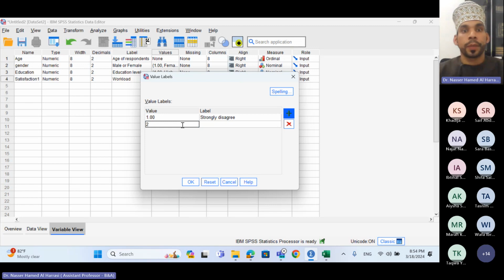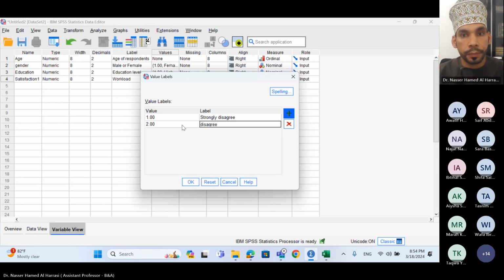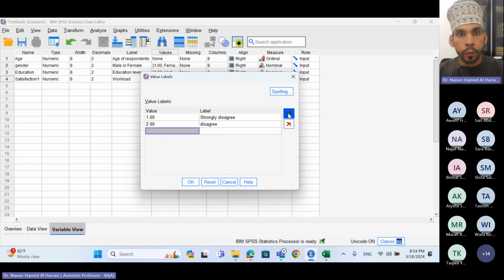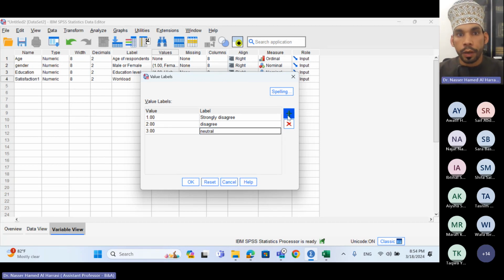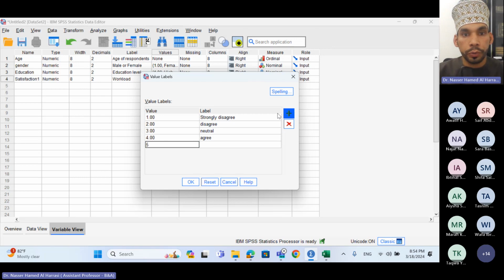Yes. Okay. Then we have 2 equals disagree. Then 3 equals neutral. Then 4 equals agree. And 5 equals strongly agree.